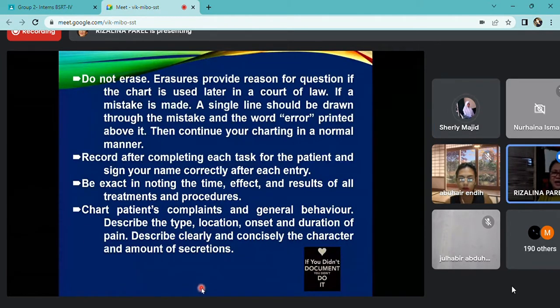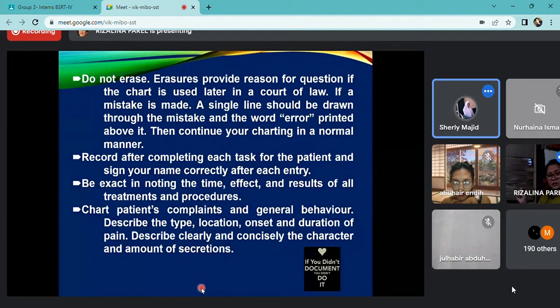Okay, do not erase. Erasures provide reason for question if the chart is used later in a court of law. If a mistake is made, a single line should be drawn through the mistake and the word error. Lumabas yan kanina sa quiz natin. Yun yung lumabas sa board exam. So, and the word error printed above it, then continue your charting in a normal manner. Okay. So, you have to correct. Kung may error doon, write the correct chart below it or above it and countersign it.